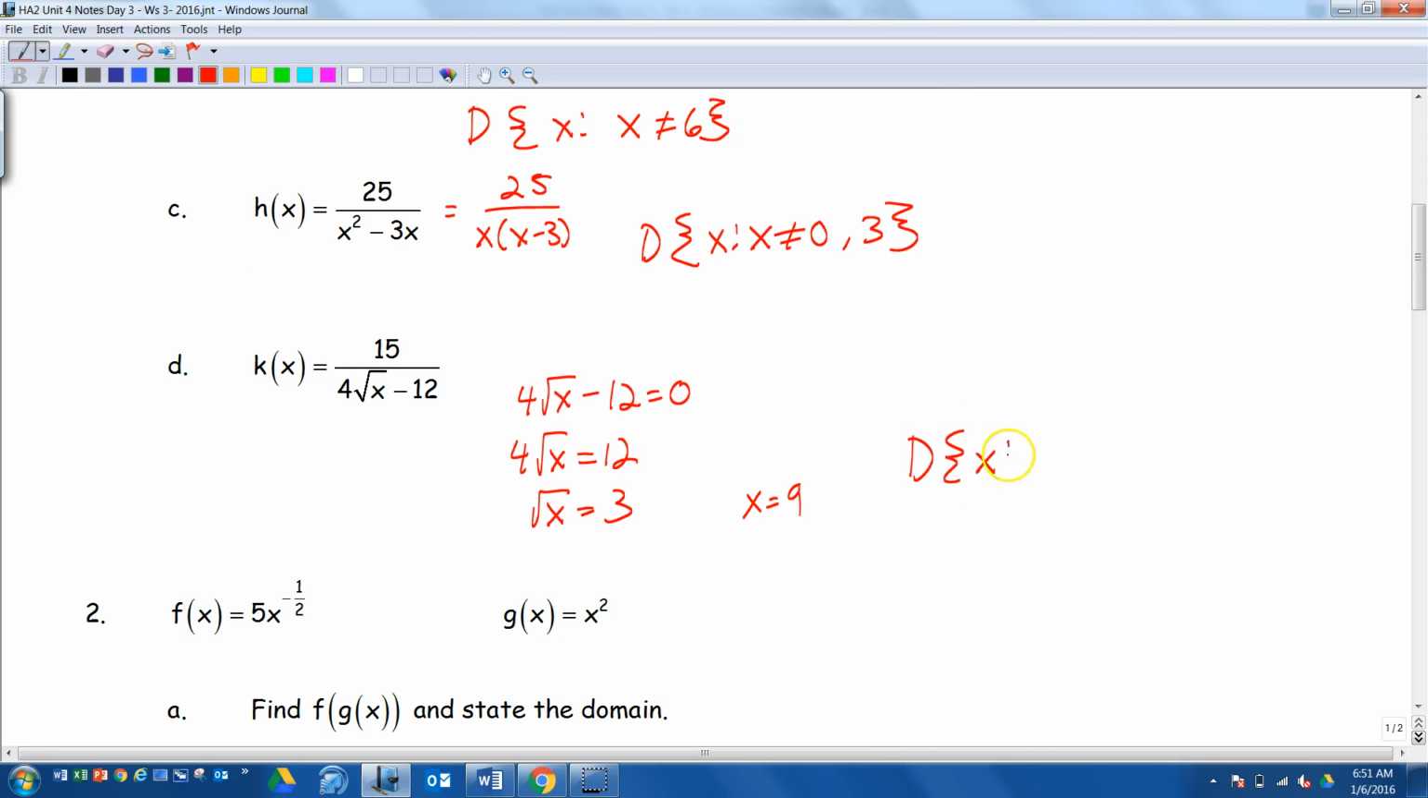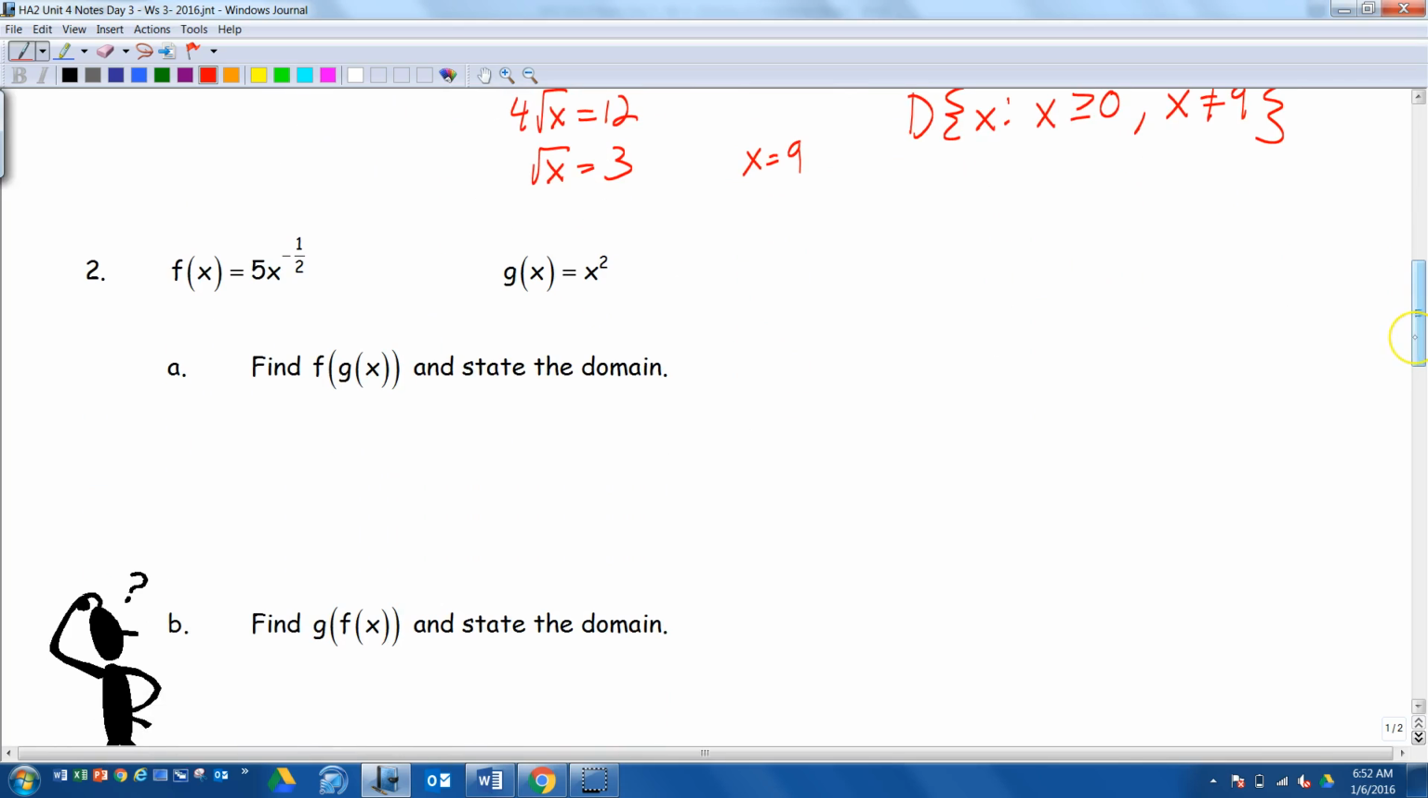So the domain restriction is, first of all, that x can be greater than or equal to 0. So it's basically saying it could be 0, because in this case x can be 0, because then you just get negative 12 on the bottom and that's okay. However, the number that makes it 0 on the bottom is a positive 9. So we would say that x is greater than or equal to 0. However, out of those numbers it can't be 9.